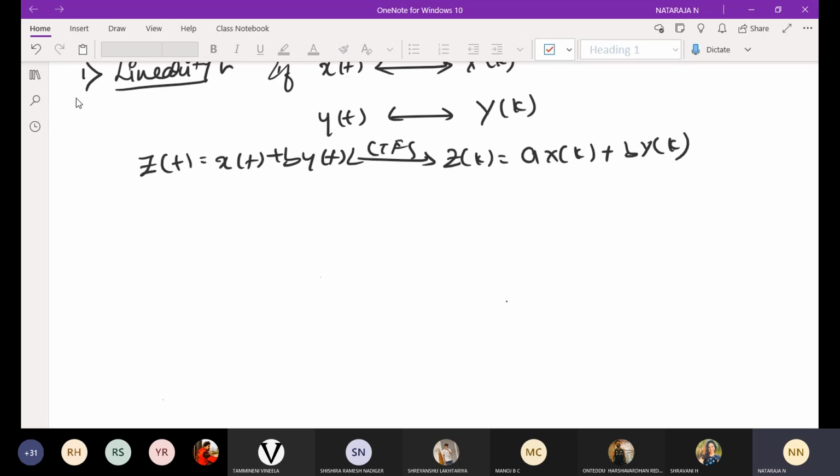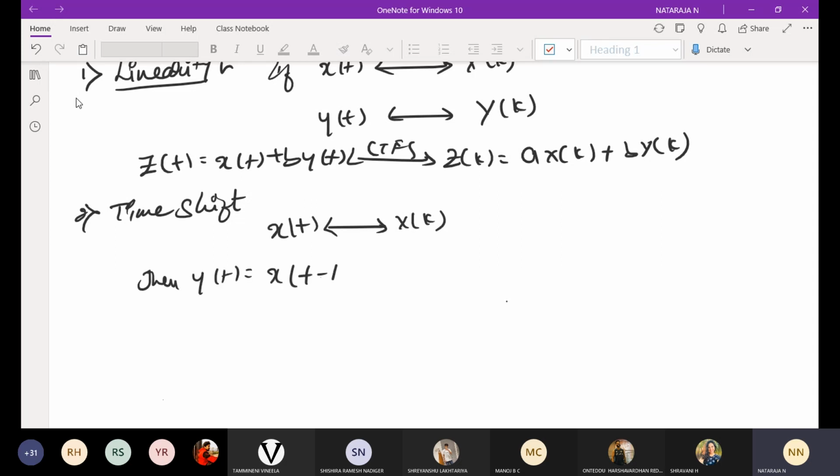Next, what about time shift? There we took n minus n naught. Here you have to take x of t minus t naught. Then y of k is equal to e power minus j k omega naught t naught x of k. Time shift property: CTFS of x of t is x of k, then y of t is equal to x of t minus t naught. If I apply this shifting, after CTFS my output will be y of k is equal to e power minus j k omega naught t naught into x of k.